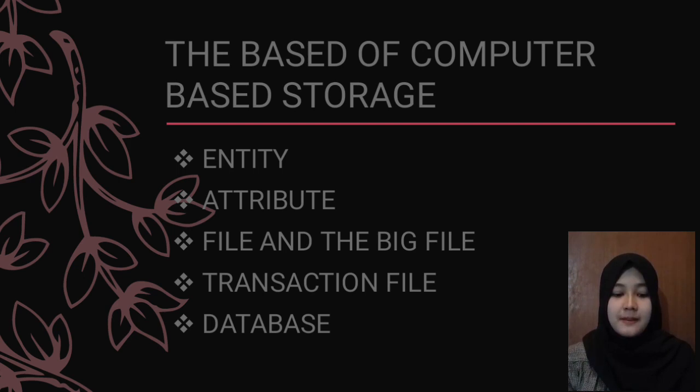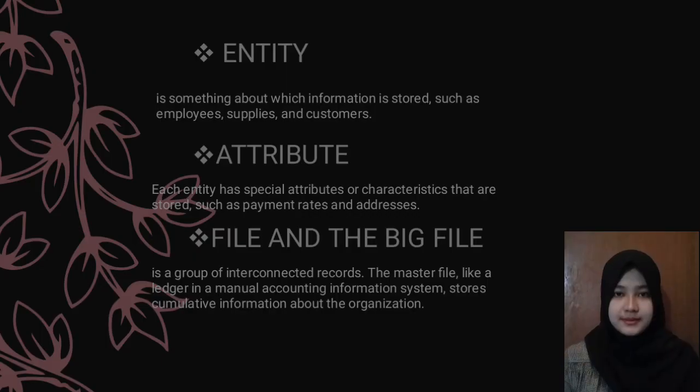Next is the basis of computer-based storage. There are 5 types as follows. First, entity. Second, attribute. Third, file and the master file. Fourth, transaction file. Fifth, database. Entity is something about which information is stored, such as employees, supplies, and customers. Attributes. Each entity has special attributes or characteristics that are stored, such as payment rates and address.